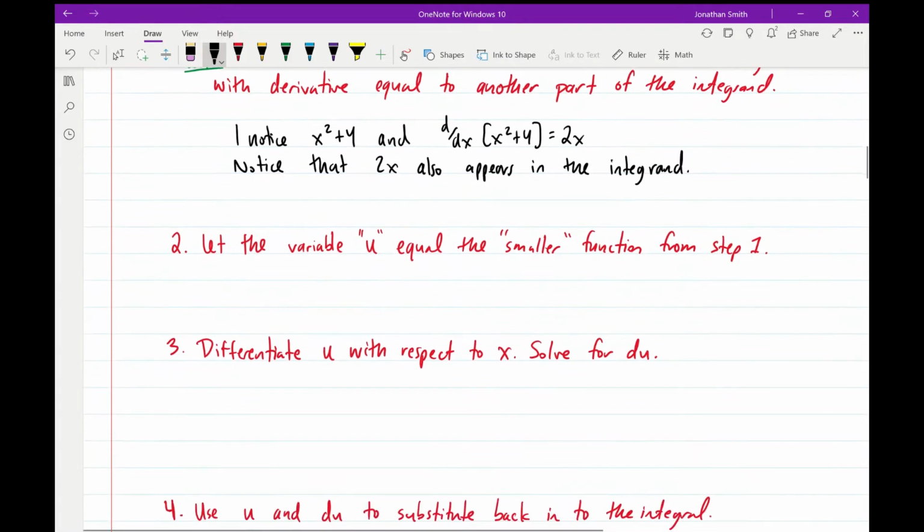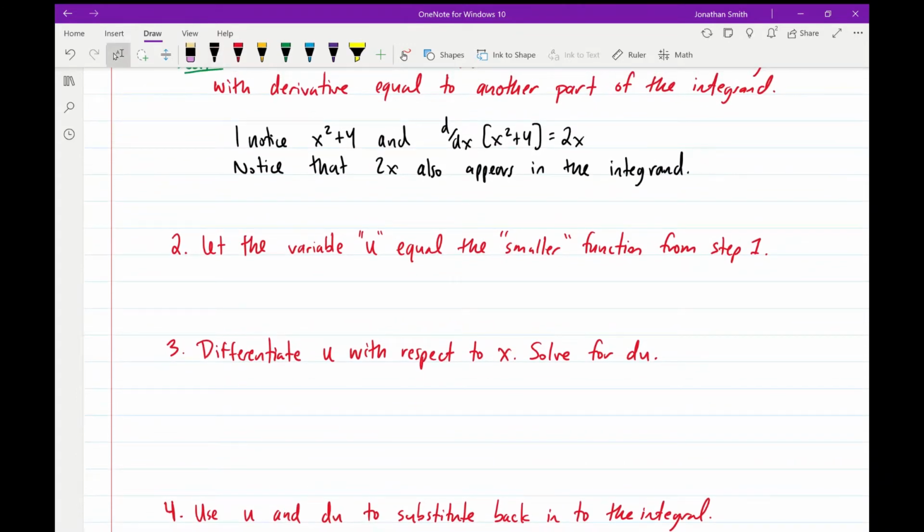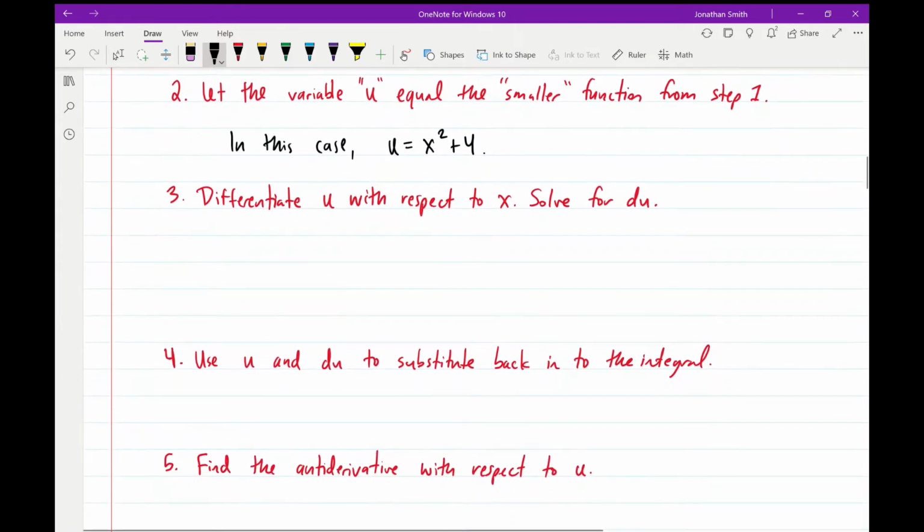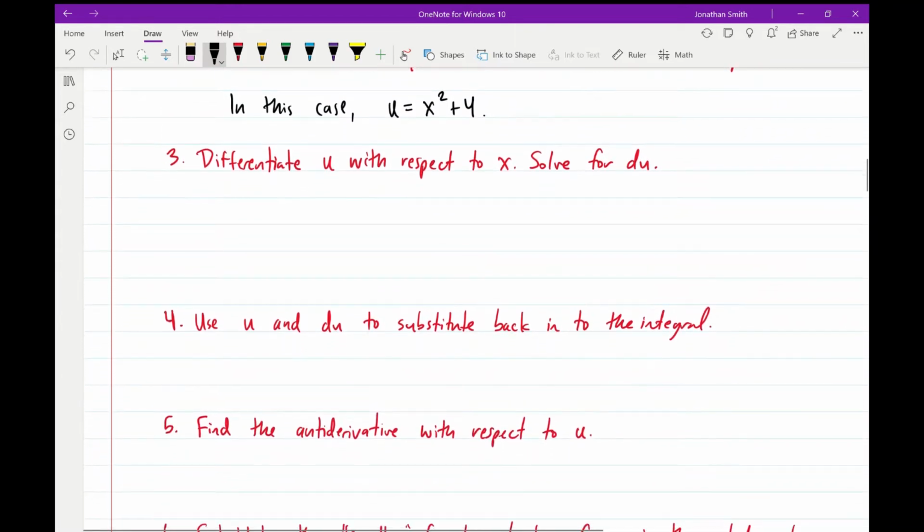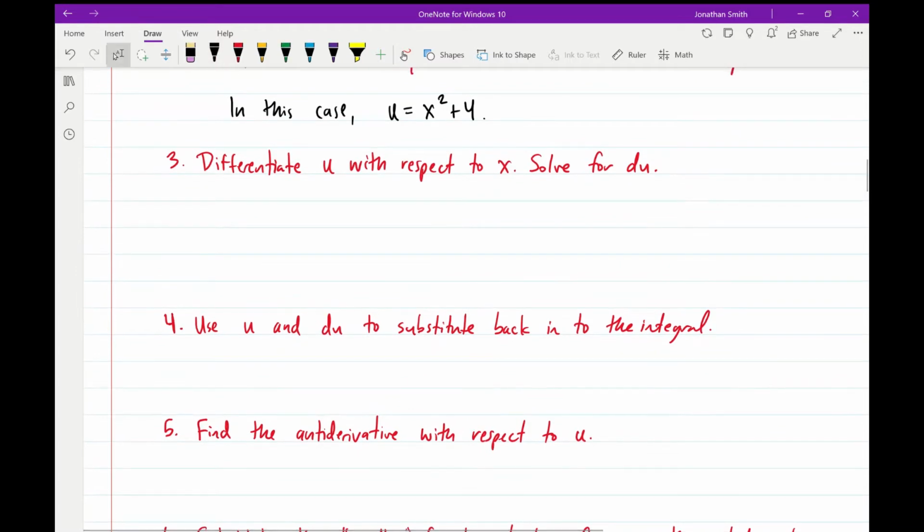So once you have this occurrence, you have a smaller function in the integrand such that its derivative also shows up in the integrand. You're going to let the variable u equal that smaller function that you found from step 1. So in this case, we're going to take u and we're going to set it equal to x squared plus 4. The third step, we're going to take that u and differentiate it with respect to x and then solve for du.